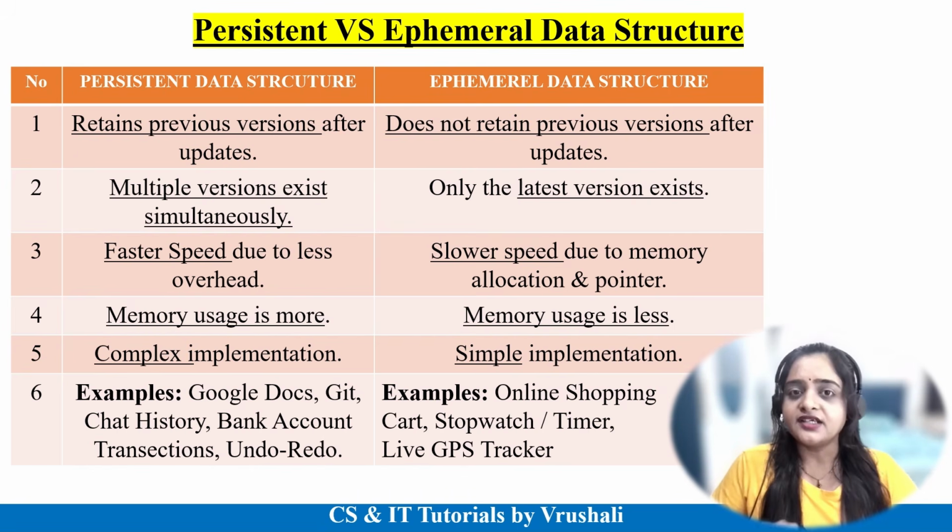Live GPS tracker gives the live information. They can't store your previous location information, right? So this is called as ephemeral data structure and this is the basic difference between this.